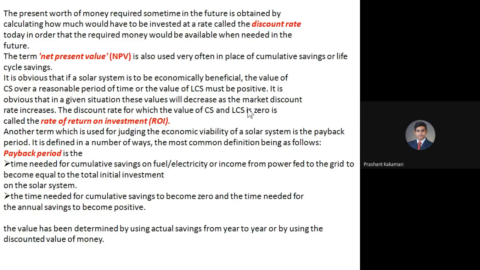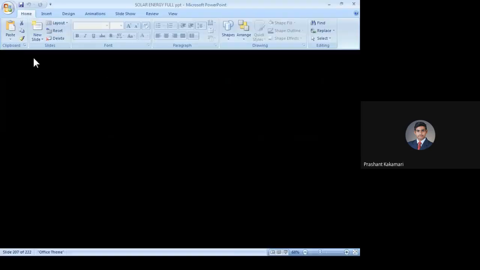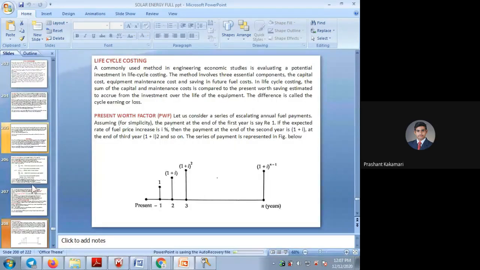I'll consider one example here to understand the importance of this rate of return. You can see this graph here. Yesterday also I took this graph; once again, just observe.